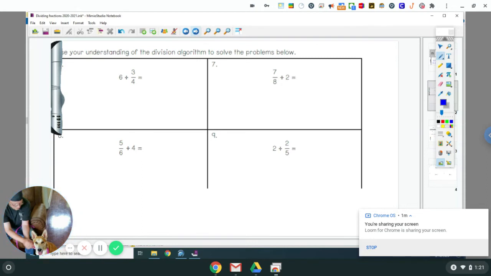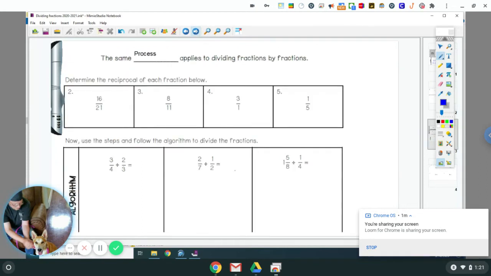So you can do those for extra practice. We're going to solve this one right here, and then we'll solve the rest of them. So 3/4, switch it to multiplication, and then flip the second fraction. Check your diagonals to see if you can simplify. You can't. So then you get 9/8. And you can change this to a mixed number if you would like.